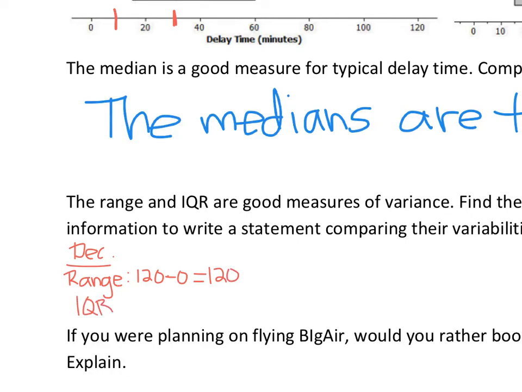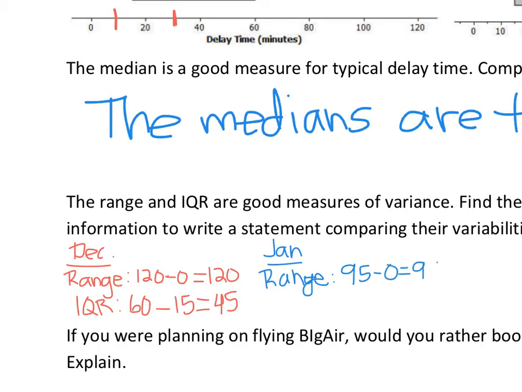With the interquartile range, again, we're looking for the third quartile subtracted by the first quartile. Our third quartile is 60, subtracted by 15, which is our first quartile, which is 45. Now, January, the range: our largest value in January is 95. Our minimum value is 0, so the range is 95. And the interquartile range, third quartile is 50, first quartile is 15, subtract and get 35.